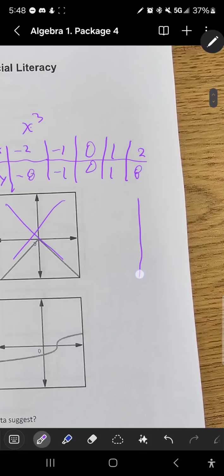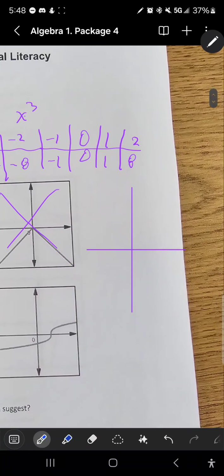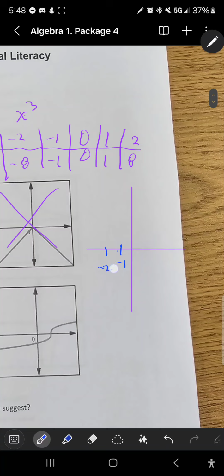You can use your graph and you can put it here. -1, -2, 1, 2, 3, 4, 5, 6, 7, 8. Then the same. And then up to here, -8. And then this is going to be 1. And this is going to be 2.